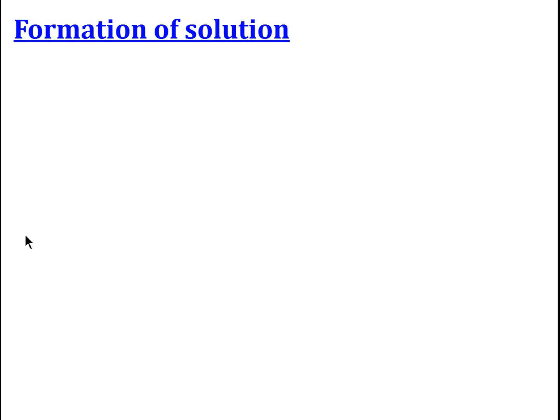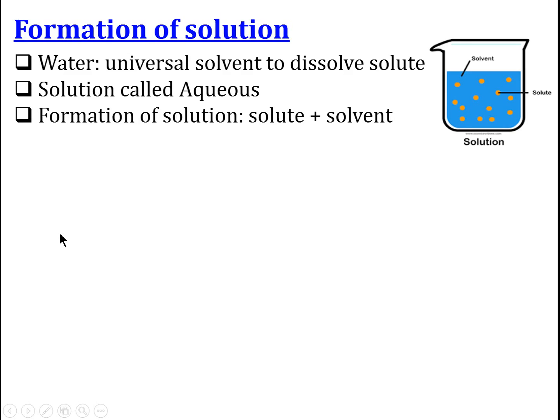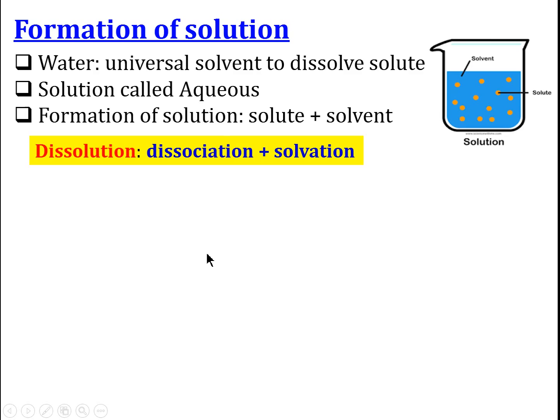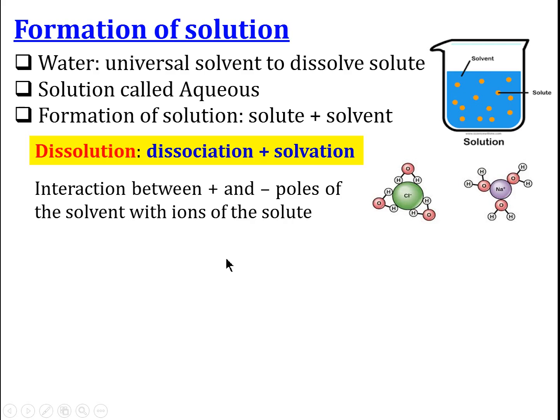The formation of the solution. Consider this figure where we dissolve a solute, NaCl, in a solvent which is water. And when water is the solvent used, the solution is called aqueous solution. The solution is formed by dissolution of the solute in the solvent. And this process of dissolution is divided into two main mechanisms, the dissociation and the solvation.